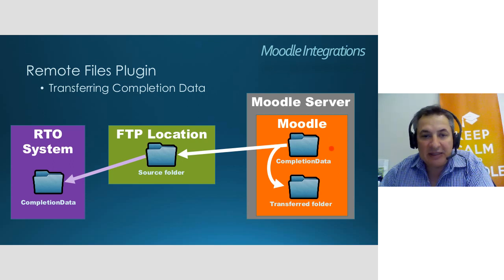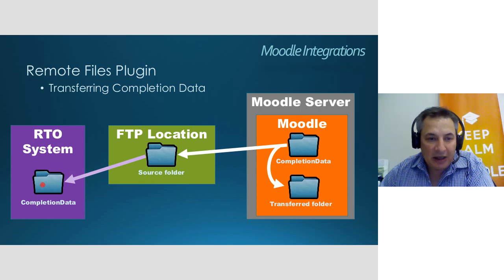We would then create a CSV file, and we would place it in this completion data folder. The remote files plugin, which can run like once every minute, would poll this folder, and if it found a file with the same pattern, .csv, it would do exactly the same thing: make a copy of that into the FTP location, and then move that file into the transferred folder. So same process going out as was going in. And again, if something went wrong, it was very quick for us to check these three folders and work out what was going on.